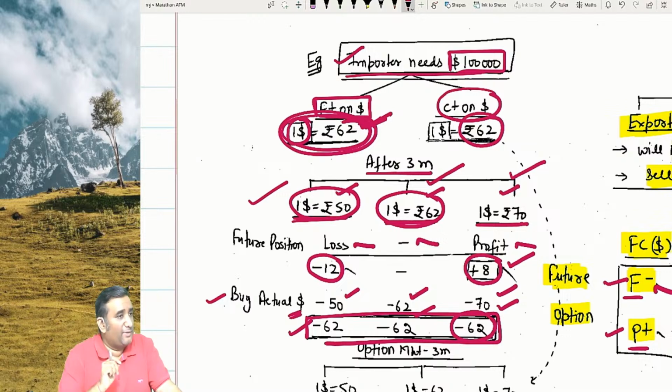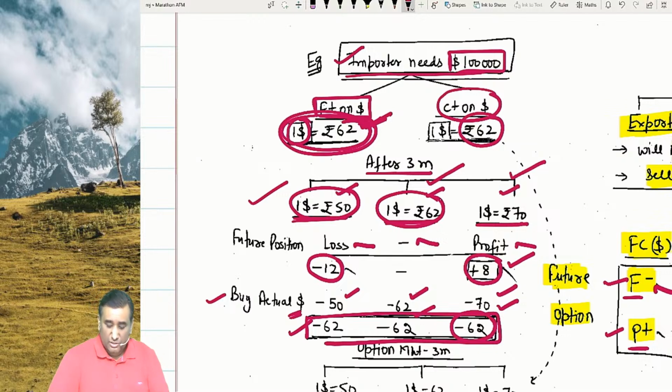This will give me profit when the price becomes what? Above 62. If the price is below 62, the option would lapse. That means if the price is 50, the option would lapse. If the price is 62, it's indifferent. If the price is 70, the call option will give me 8 rupees. Now, the advantage of the call option is if the price becomes 50, the call option would lapse. I'll go to the market and buy the share at what rate? 50. I'll buy the share at 50 only.